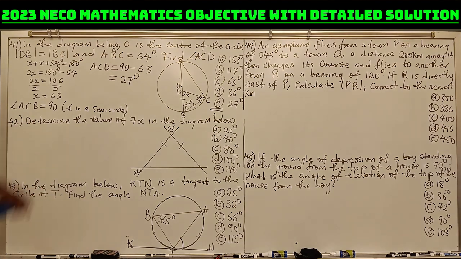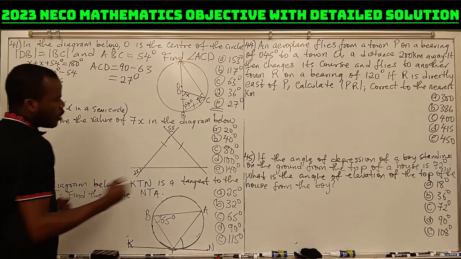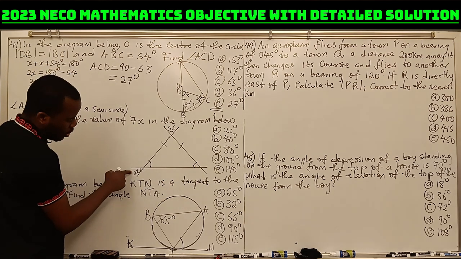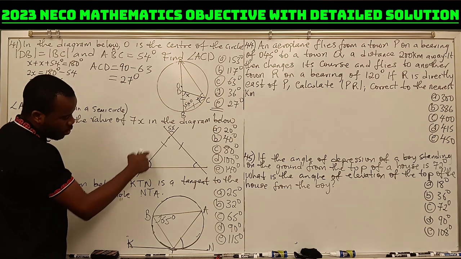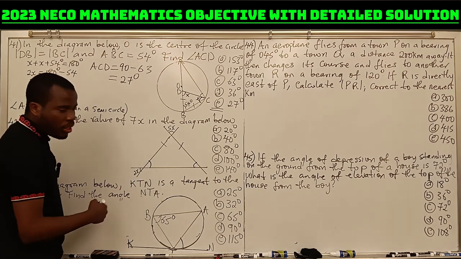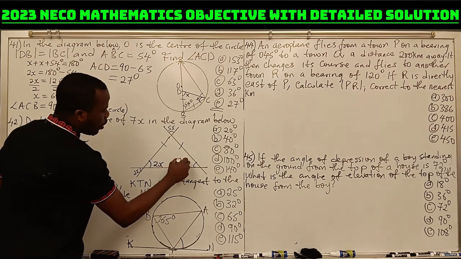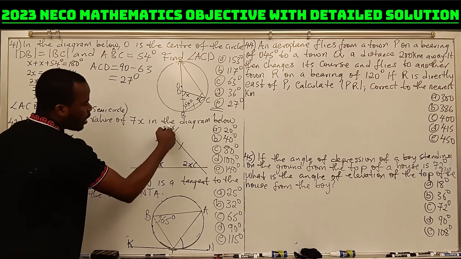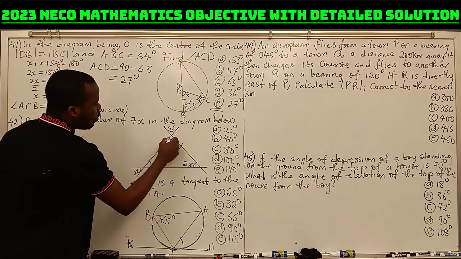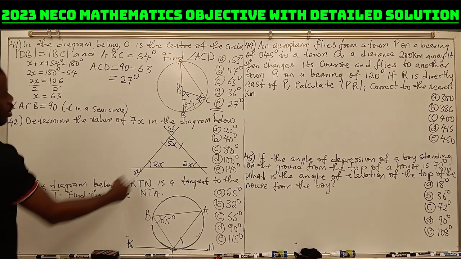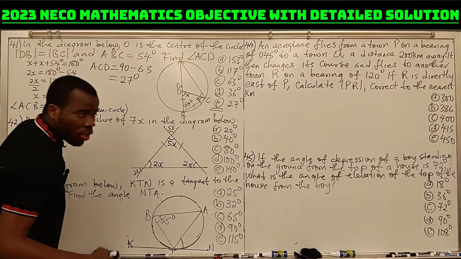Next question says, determine the value of 7x in the diagram below. This is very interesting. These two lines are equal, means these two angles are equal. If here is 2x, from vertically opposite angles, here is 2x. And because these two lines are equal, their angles have to be equal. So here is 2x. Vertically opposite angles, so here will be 5x. So let's look for x before we look for 7x.